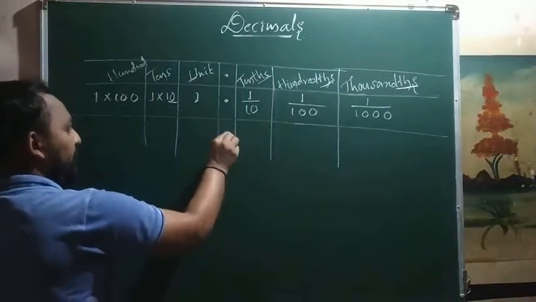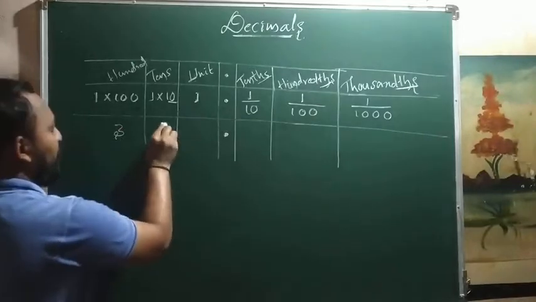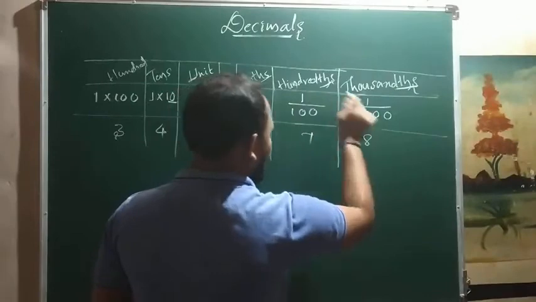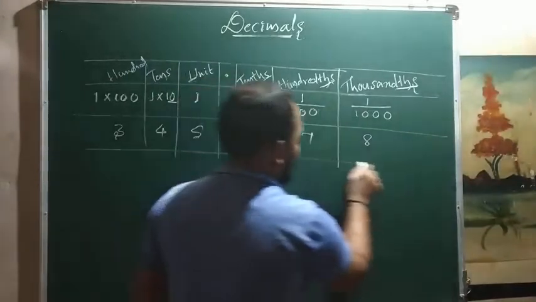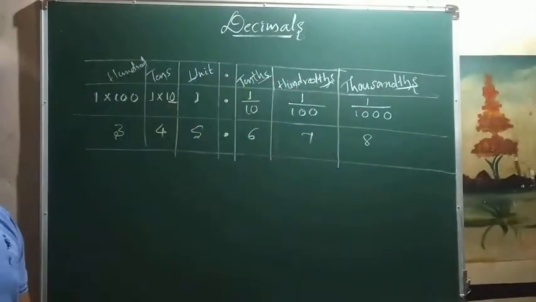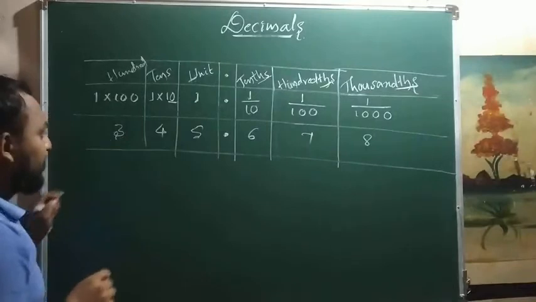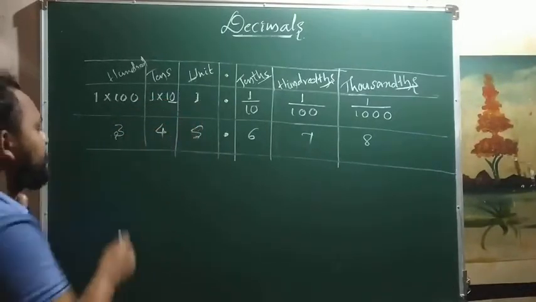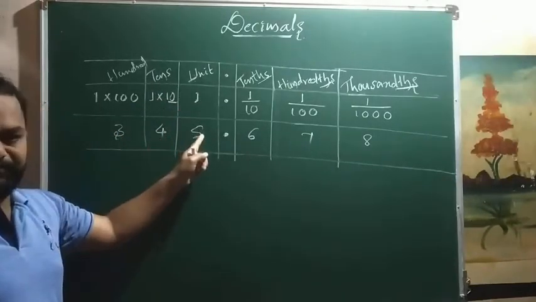Here at the decimal point, take one example: 3, 4, 5 and 6, 7, 8. The expanded form of this number is: 3 into 100 means 300, 4 into 10 is 40, 5 into 1 is 5. So it means 300 plus 40 plus 5, read as 345.